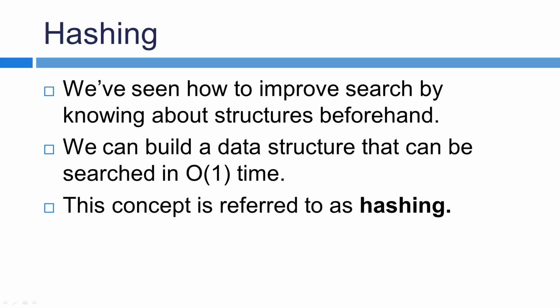Okay, so we've seen how we can improve search by knowing about structures beforehand. If you remember back to sequential search or binary search, we're able to improve our search big O by knowing if an array was already sorted when we were going to search for an object. We can actually build a data structure that can be searched in constant time, order 1. This concept is referred to as hashing.